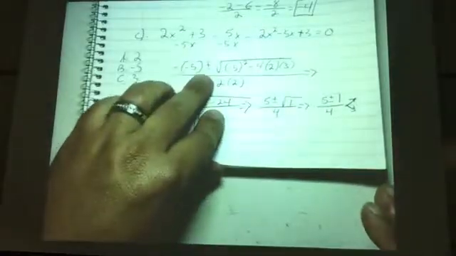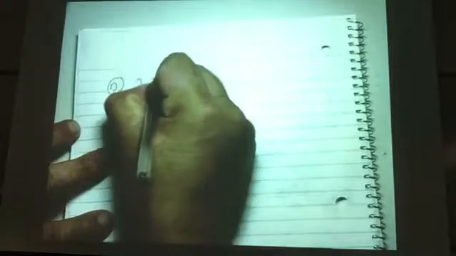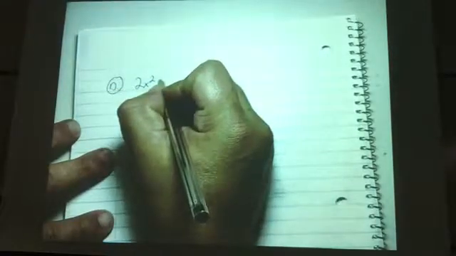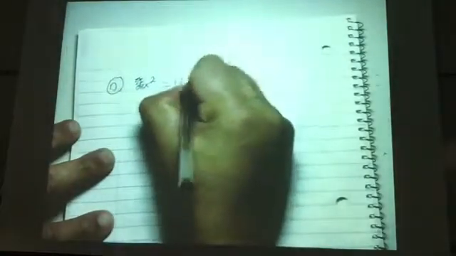I'm going to turn the page. This is the last example. Here we have example D. We have 2x squared. I'm sorry, you know what? Let me change it. Let's put x squared equals 4x minus 1. Now, it's x squared equals 4x minus 1.